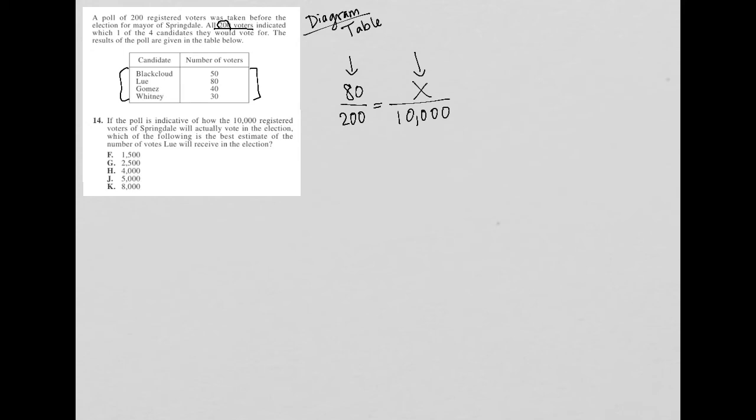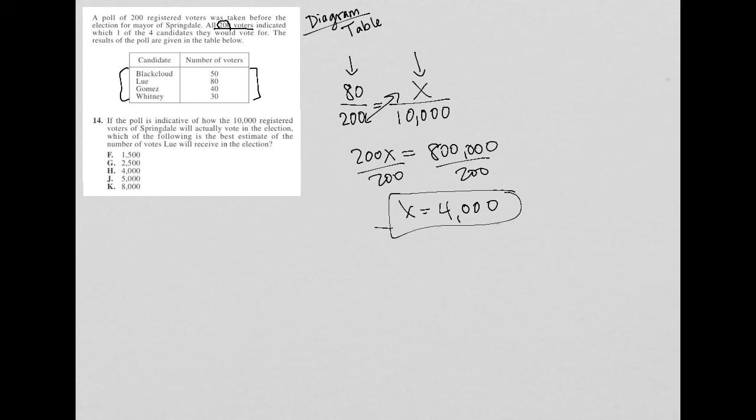So when I cross multiply this, I get 200 times x, which is 200x. And then I get 80 times 10,000, which is 800,000. I can divide both sides by 200. And I get that x is equal to 4,000, which tells me that the answer is choice H.